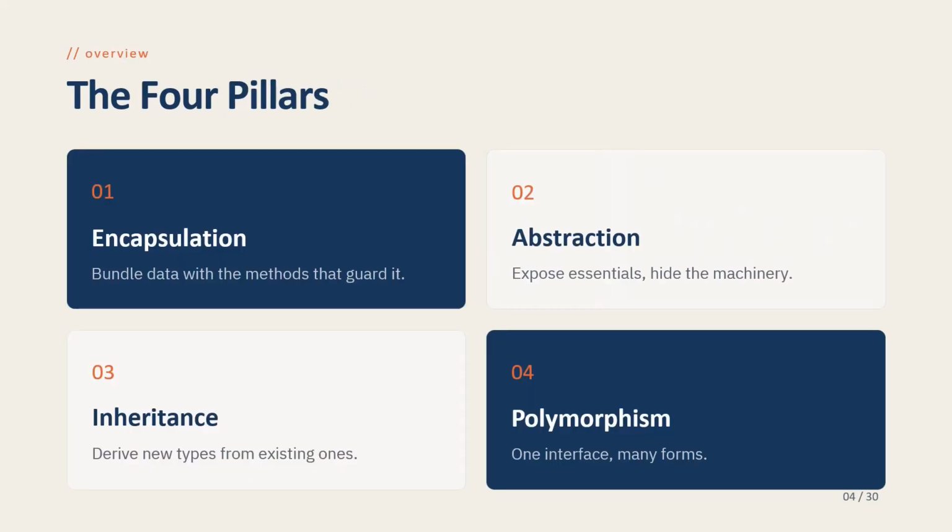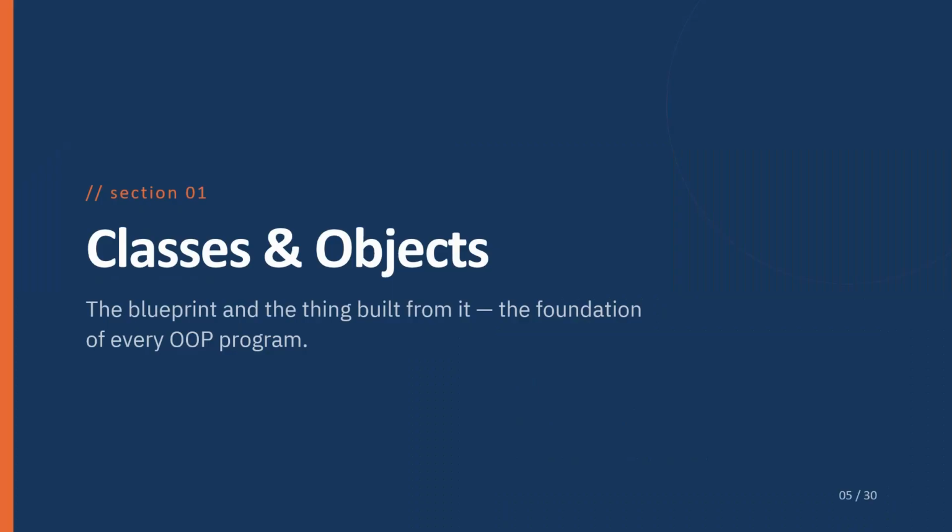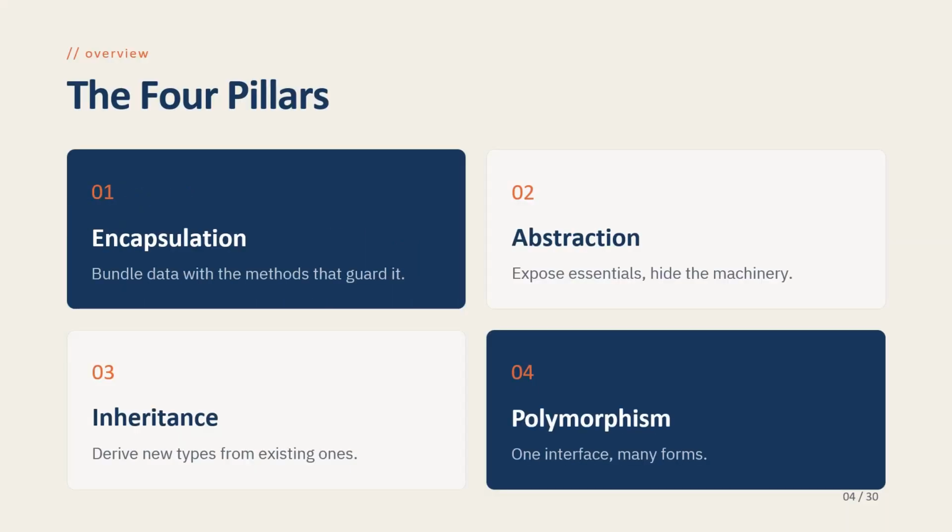So here is the real-life analogy for the four pillars. You may think of a car. Every car has properties such as color, model, and speed, along with behaviors like starting, accelerating, and braking. In object-oriented programming, the car is the object. Its properties become the data members, and its behaviors become the member functions.